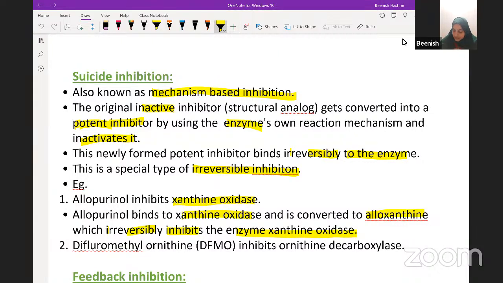Now, difluoromethyl ornithine inhibits ornithine decarboxylase. It is used in sleeping sickness, and this ornithine decarboxylase is involved in polyamine synthesis.